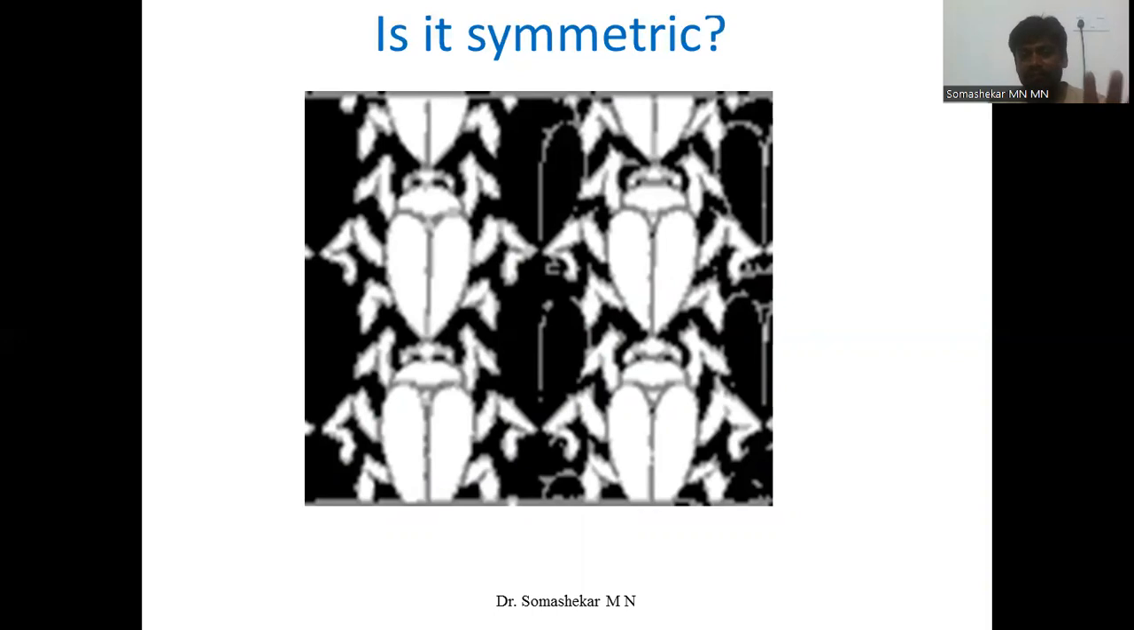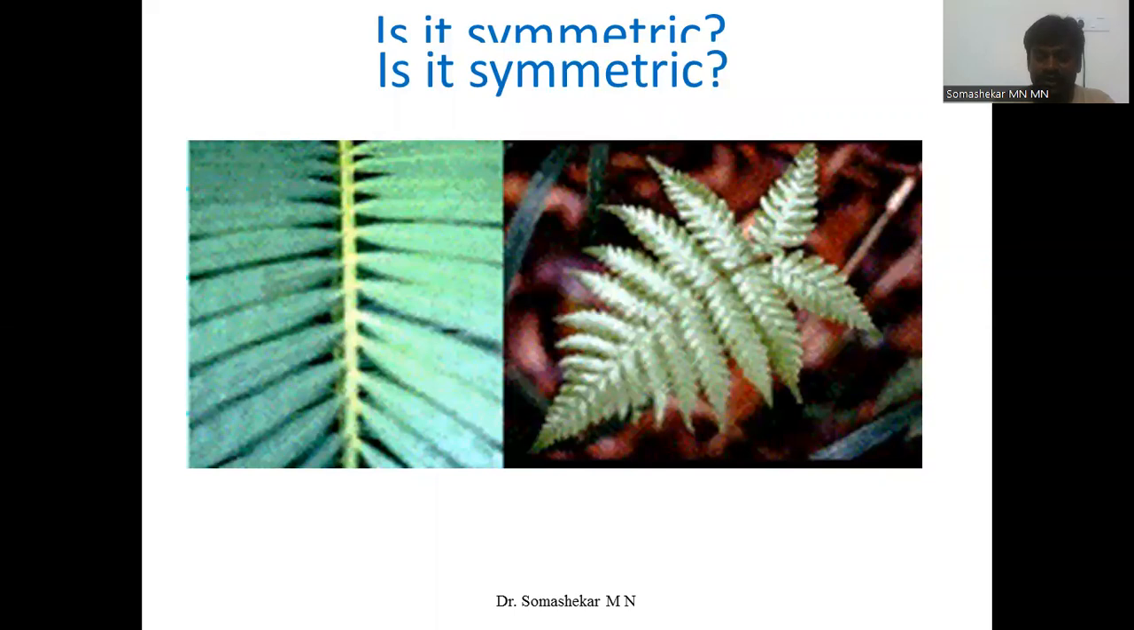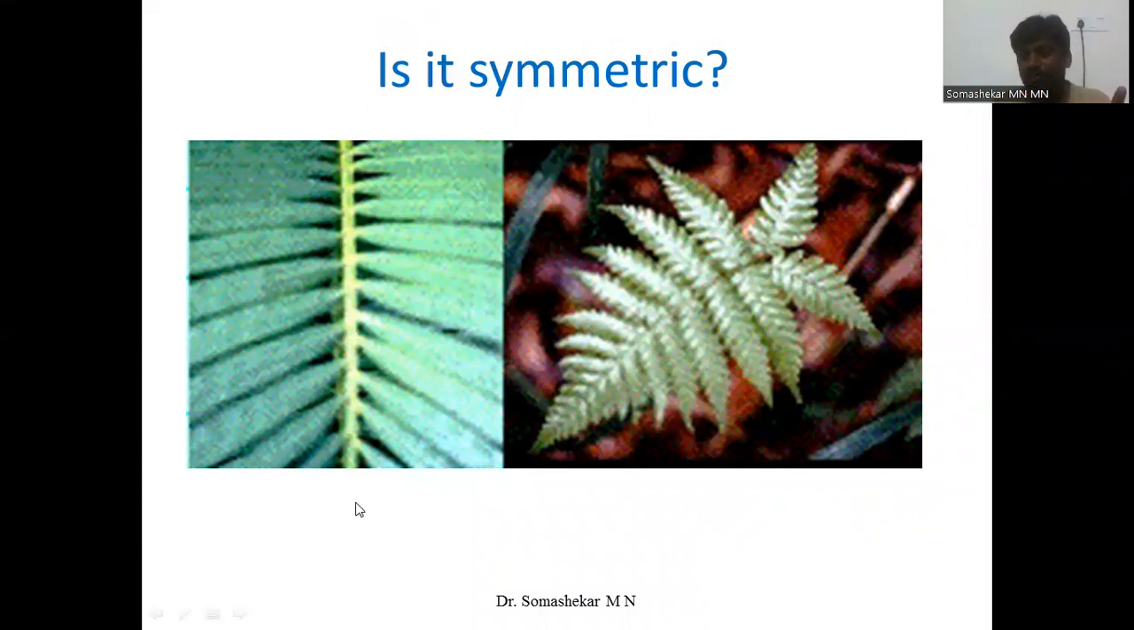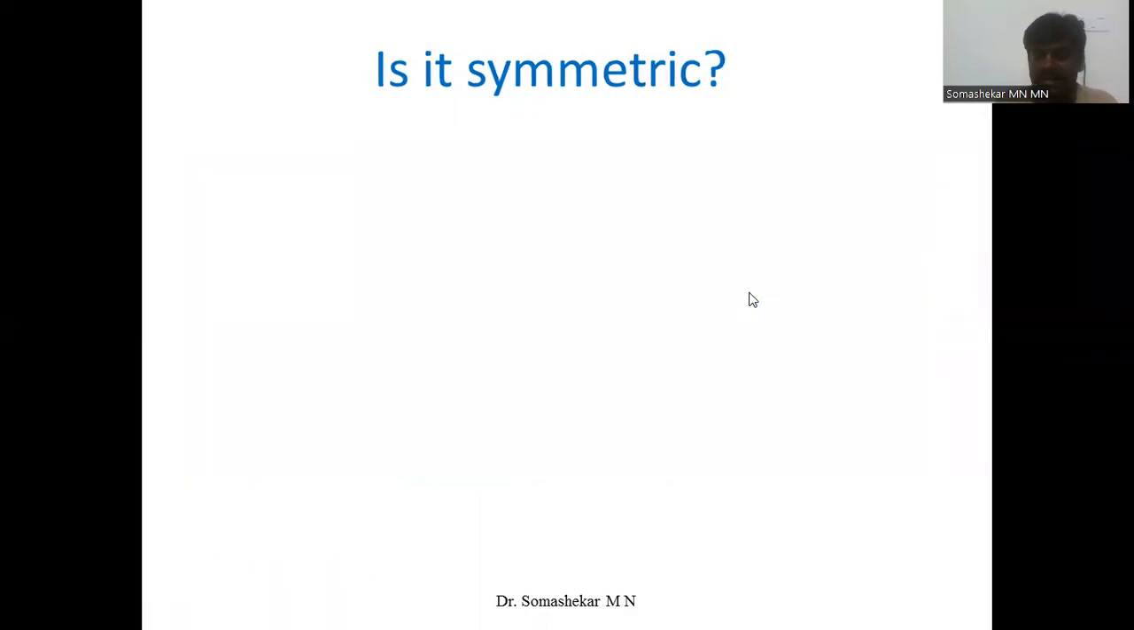Now it is a beetle. Here also you will find symmetry if you cut into two pieces. Yes, it is a symmetry. And a coconut leaf, you just take this. Here, if you cut into two equal halves, definitely you will find symmetry. In the same way, here also you will find a symmetric nature. It is symmetric.